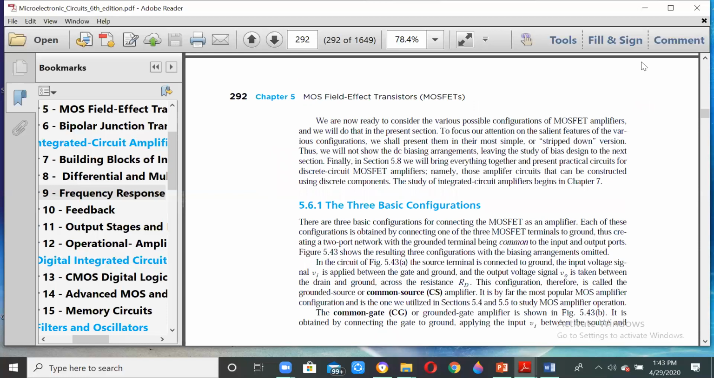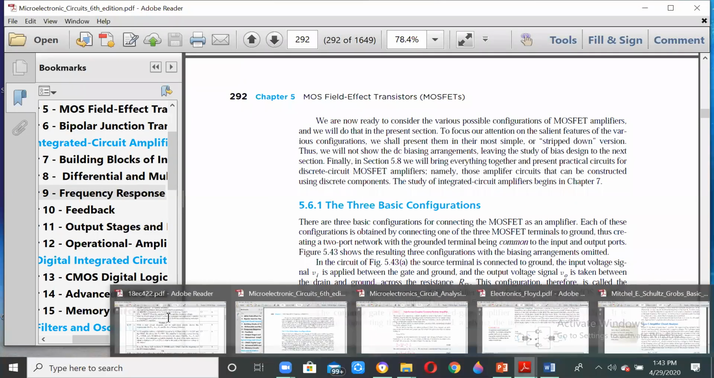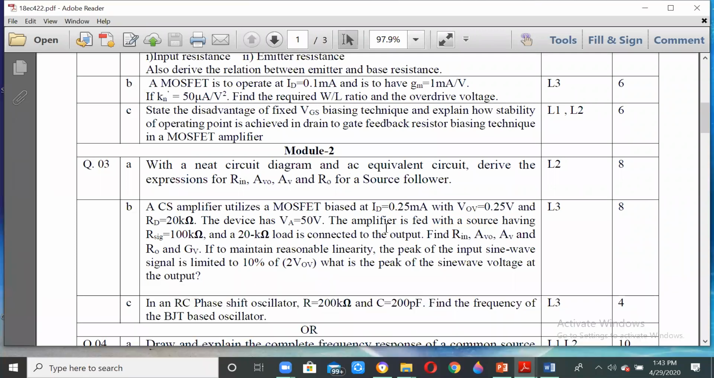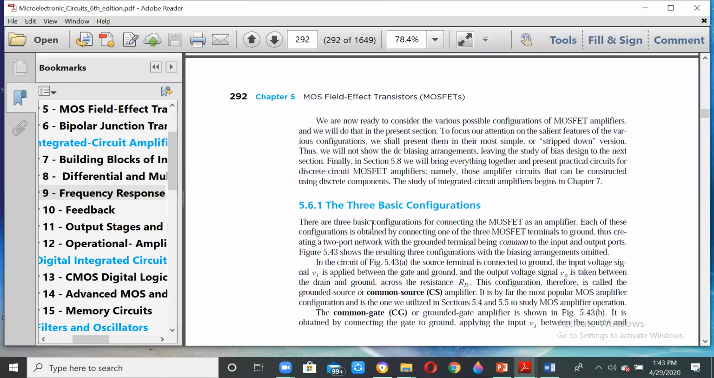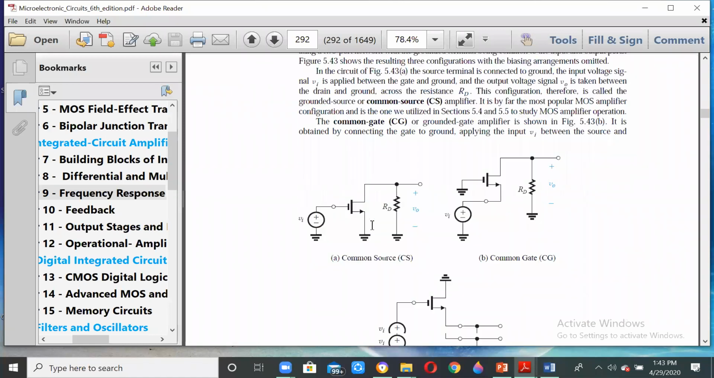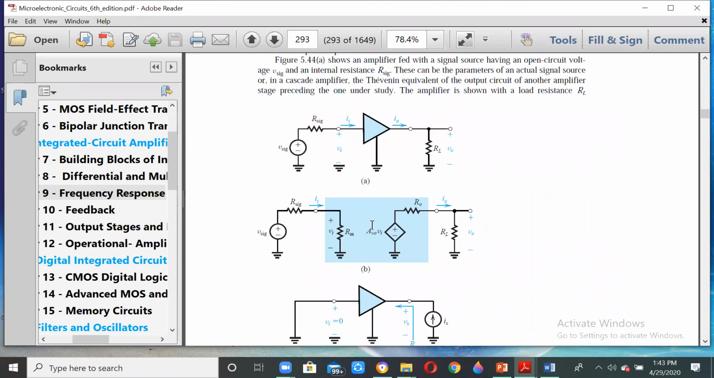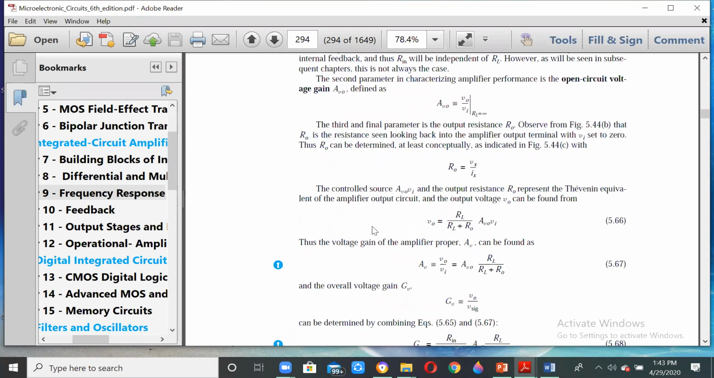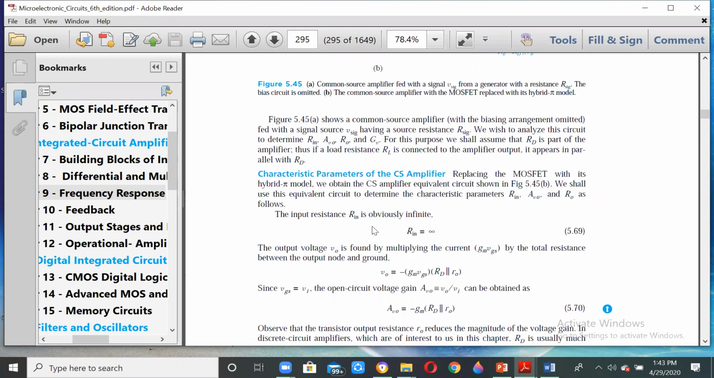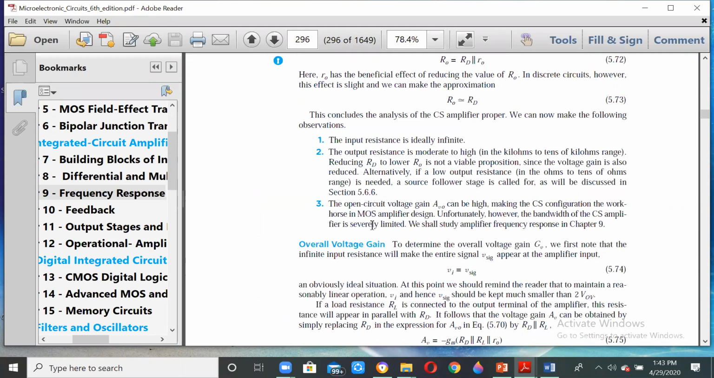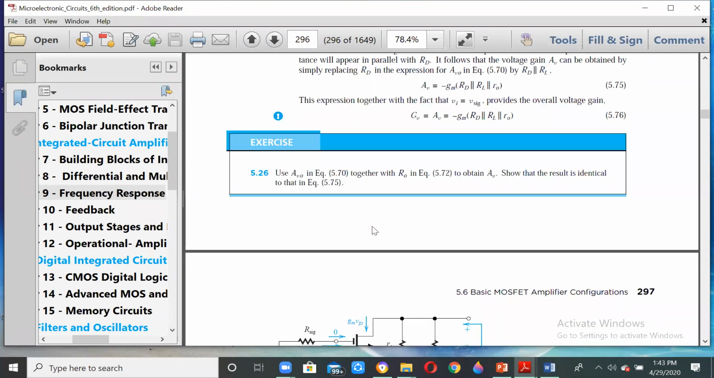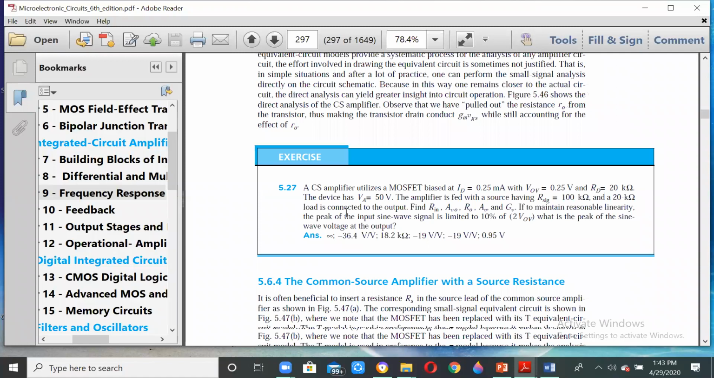CS amplifier. Okay. So this is the CS amplifier, MOSFET, asking to find Rin, AV naught, AV, R naught, and GV. Yes, this is the problem which is there. It's not a solved problem, it's an unsolved problem.